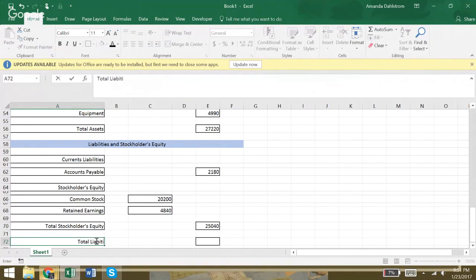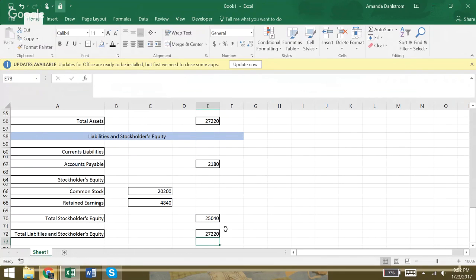So total liabilities and stockholders' equity is the final thing we put on our balance sheet. And that is going to equal our stockholders' equity plus our total liabilities. And we get 27,220. We come up here and see it's the same as our assets. And so we are all balanced.